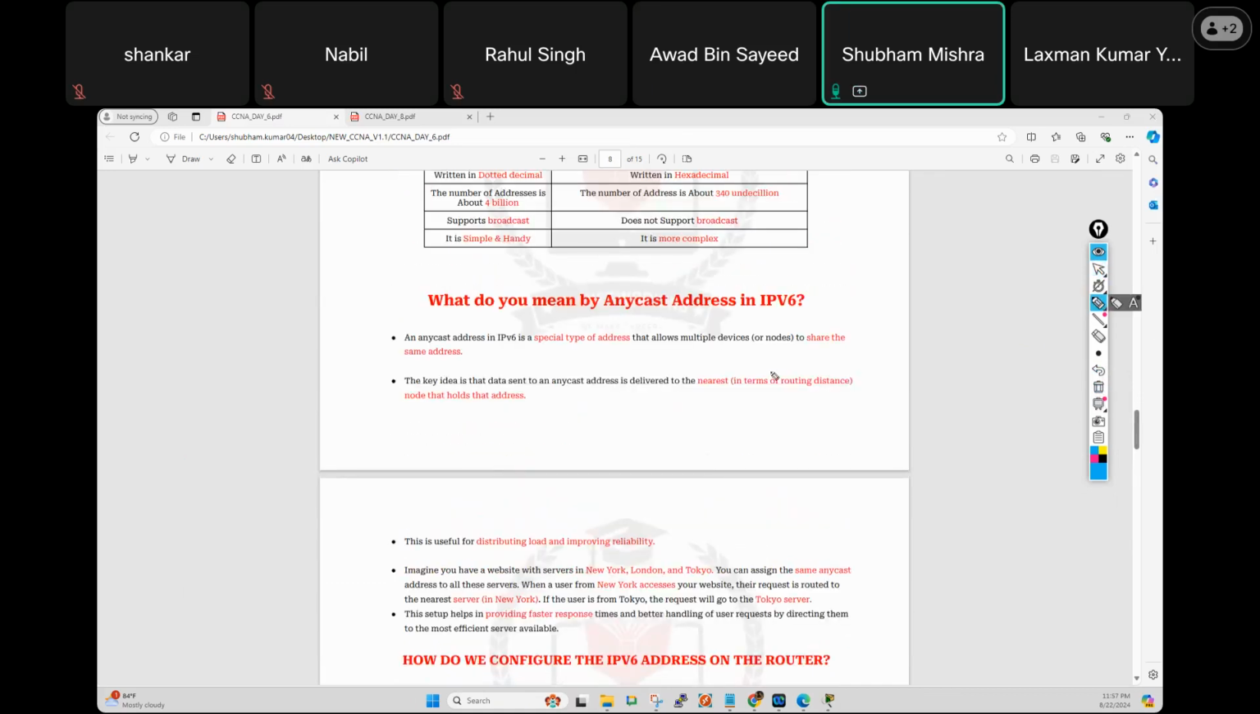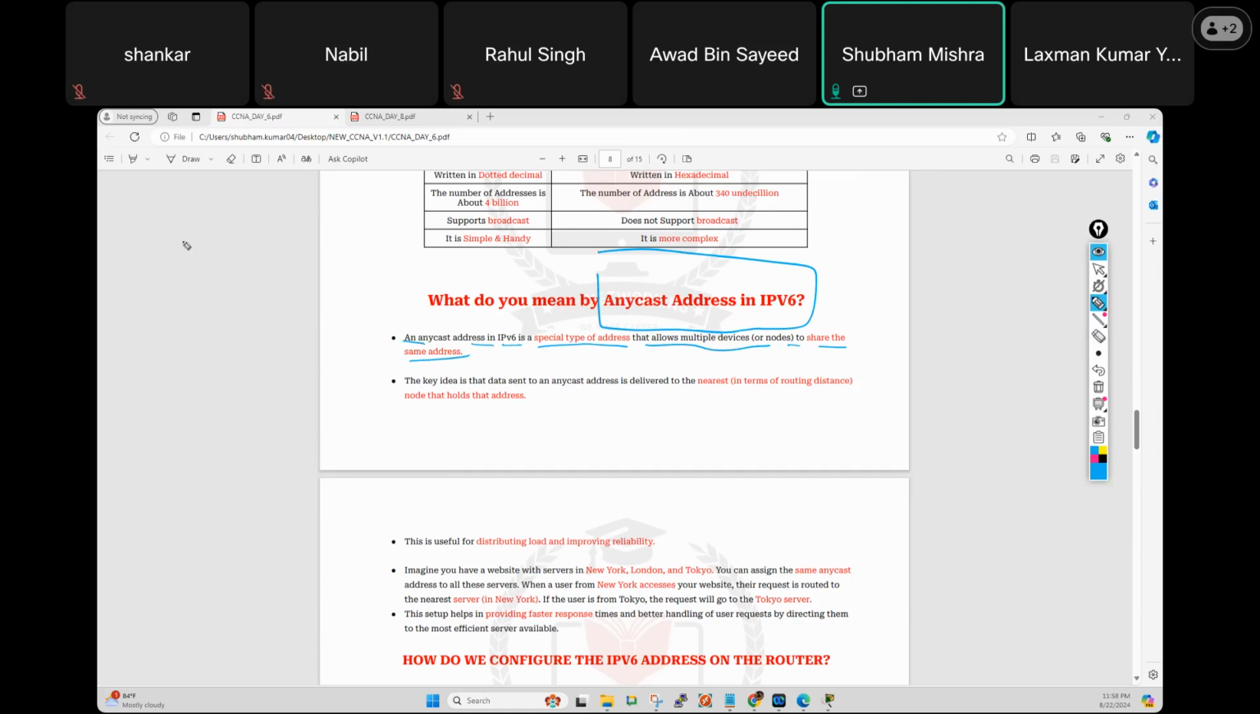In IPv6, there is one more thing. What do you mean by anycast address? See here what I write. An anycast address in IPv6 is a special type of address that allows multiple devices or nodes to share the same address. It means there is one single IP address and that IP address will be shared by multiple devices.